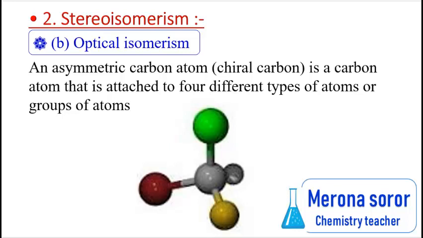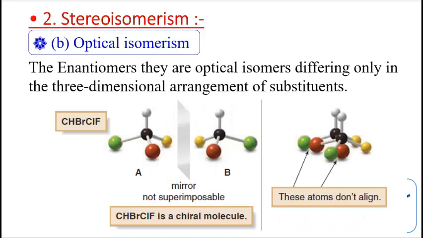An asymmetric carbon atom, or chiral atom, is a carbon atom that is attached to four different types of atoms or groups of atoms. The enantiomers are optical isomers, differing only in the three-dimensional arrangement of substituents.